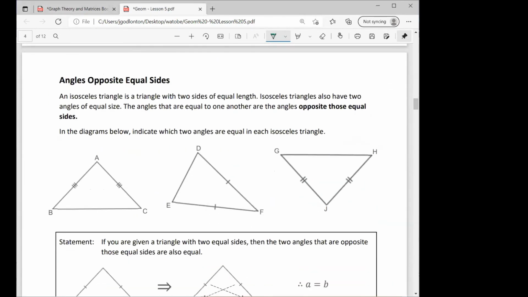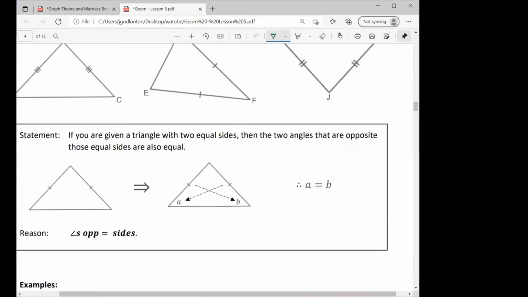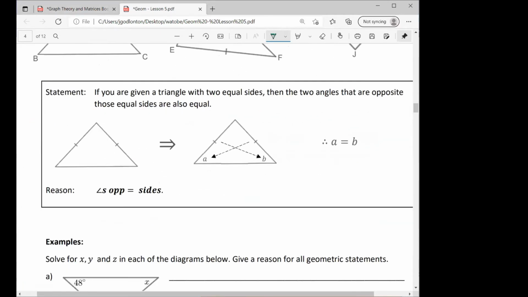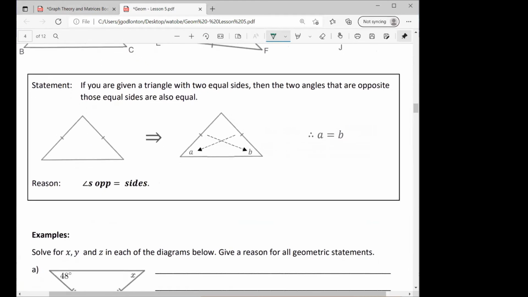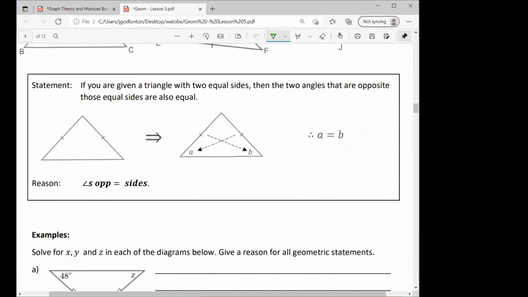Okay, we're going to learn our last rule of triangles. And that's going to take us to the end of today's lesson. So for this rule, we're talking about triangles that have two sides that are the same length as each other.